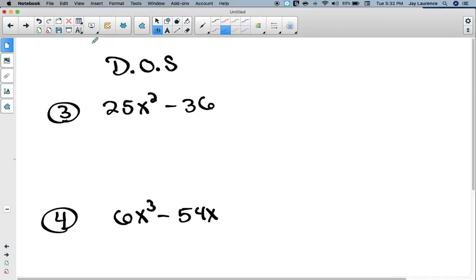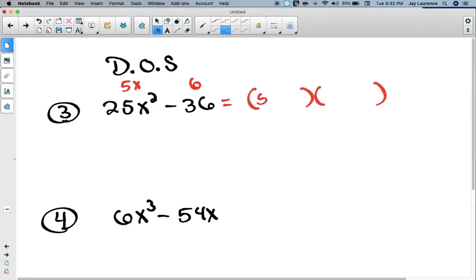Okay. So now the difference of squares. All right. So remember, we have to have 2 perfect squares and a subtraction problem. Well, let's see here. I've got 25x squared. That's a perfect square. The square root is 5x. And 36 is a perfect square, and that's 6. And it is a subtraction problem because the signs are different. That one's positive, that one's negative. This is going to factor real easy.